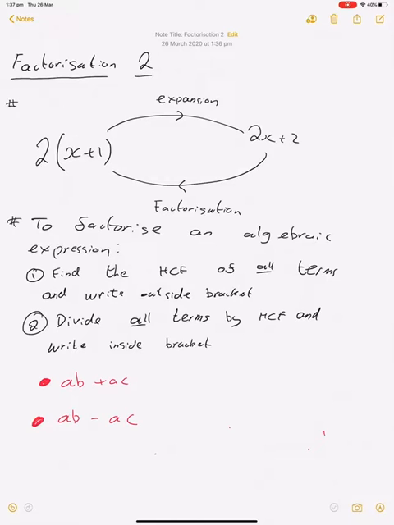I'm using a slightly different screen, and perhaps you can tell me which you prefer, the old screen or the new screen.